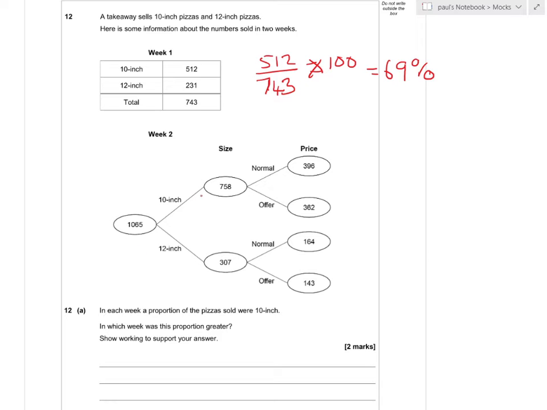And what here? 10-inch pizzas. So we've got 758 out of 1065 times 100. So 758 divided by 1065 times 100 is 71%. Yeah, 71%, near enough. So which week was the proportion greater? Week 2.